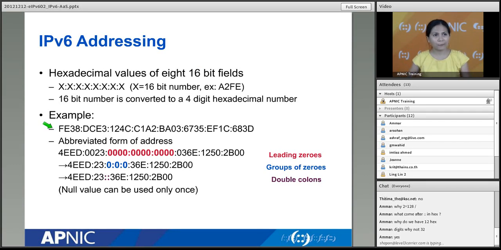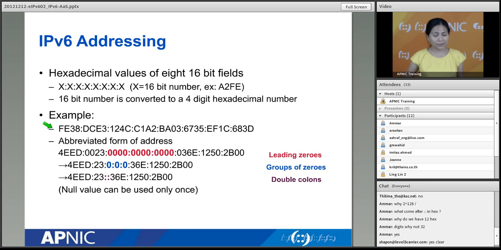So I'll give you an example. This is an example of an IPv6 address. It's a valid IPv6 address. So as you can see here, all our 32 hexadecimal digits are being used up. So how many fields have we got? 1, 2, 3, 4, 5, 6, 7, 8. Okay? Each field has how many hexadecimal digits? 4. 1, 2, 3, 4. Right? And each of the fields are separated by what? A colon.